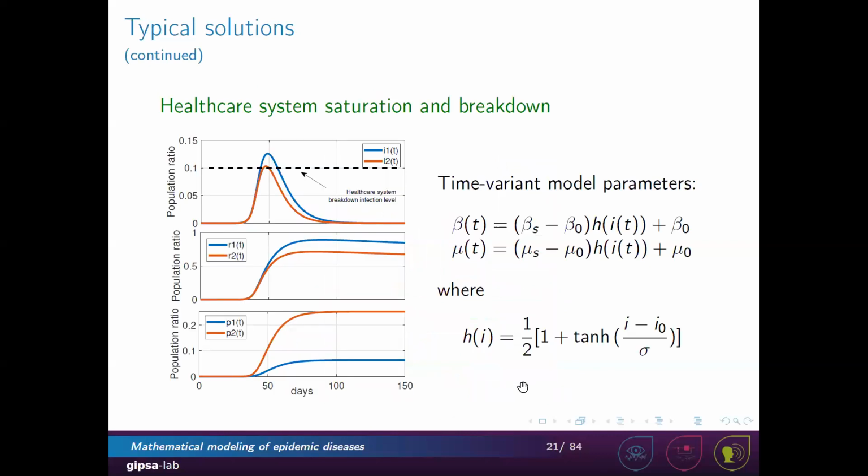The next scenario is to study the saturation or breakdown of the healthcare system.